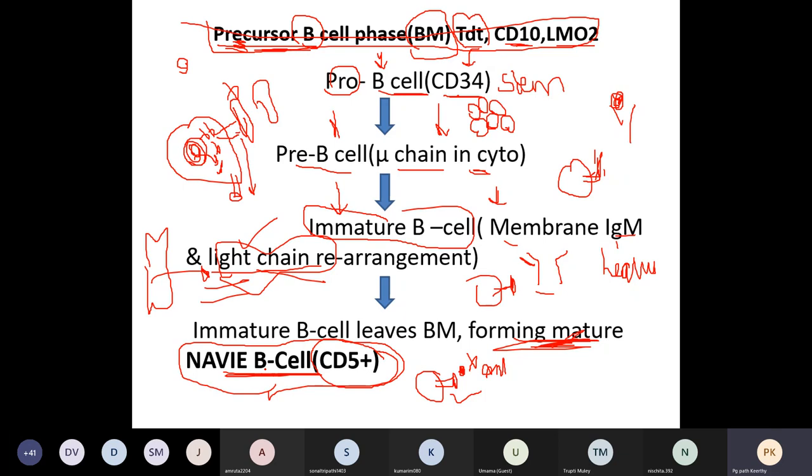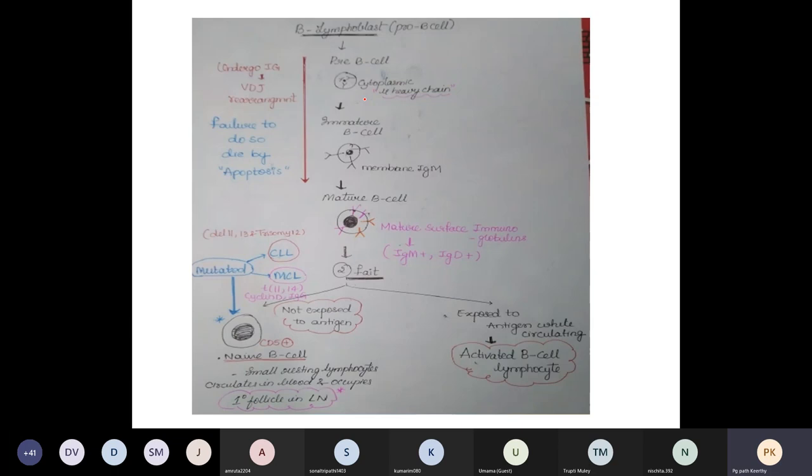But they acquire CD5, but they never encountered any antigen. So that's why they are called naive B cells. Now, this is the same thing in my notes for better understanding. So this is your lymphoblast, which is a pro cell, which is CD34 positive, becomes pre cell, which has cytoplasmic mu heavy chains, then immature, which has membrane. Then once it is released out of your bone marrow, it will acquire all these things and it will become mature, but still it is called naive because it has not encountered any antigen, right? So this is a naive B cell, which is CD5 positive.